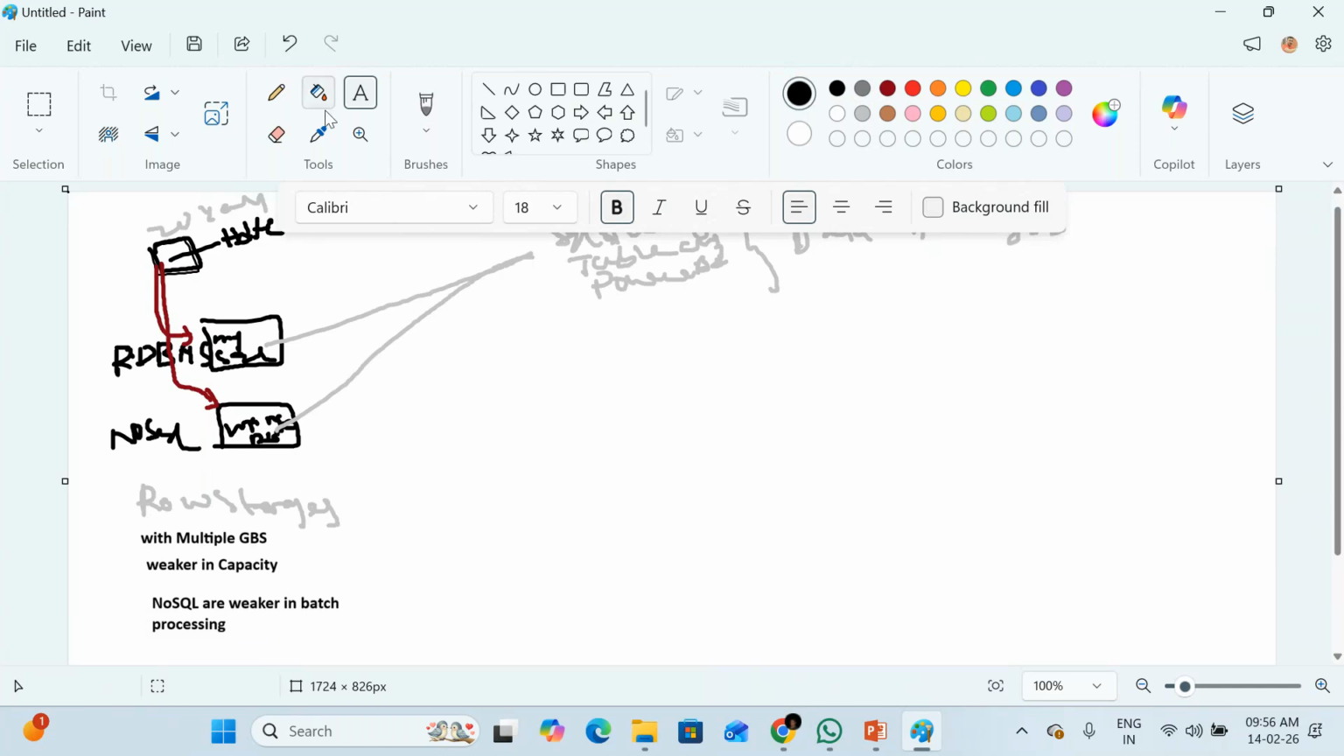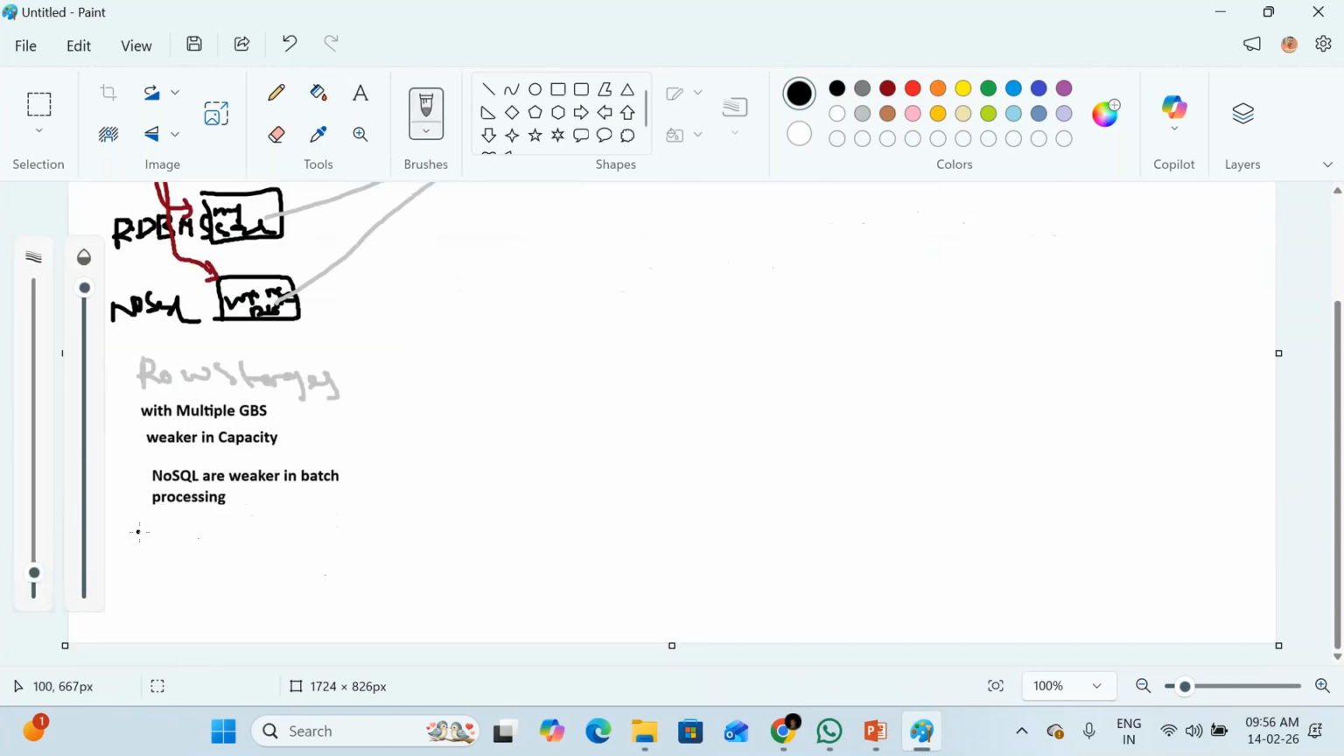Understand, sir? Here there are two types of process. One is online process, and another one is batch process. Online means real time, sir. Batch means historical, sir.